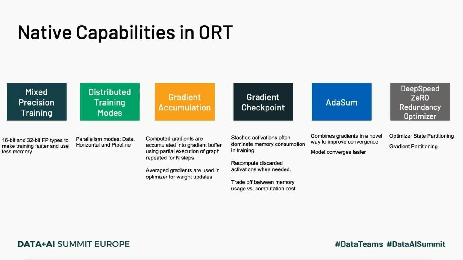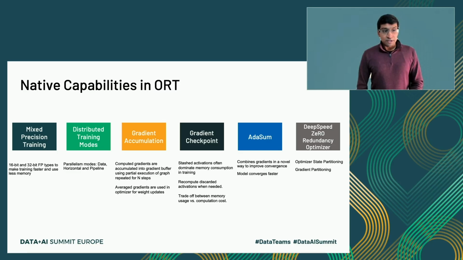Here we see a list of capabilities that are natively supported in ORT for training. Some of them are widely used in the industry. For example, mixed precision training, gradient accumulation, and data parallelism modes are commonly used. Some of these capabilities are not necessarily as popular as others, but these innovations from different parts of Microsoft help optimize and scale model training. Mixed precision training helps make training faster and use less memory. It is a commonly used technique.